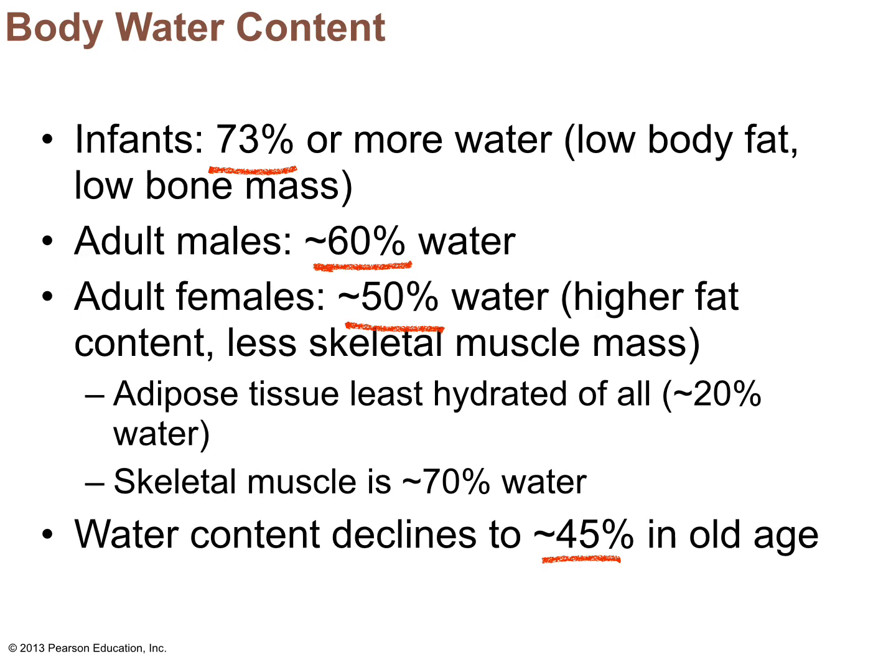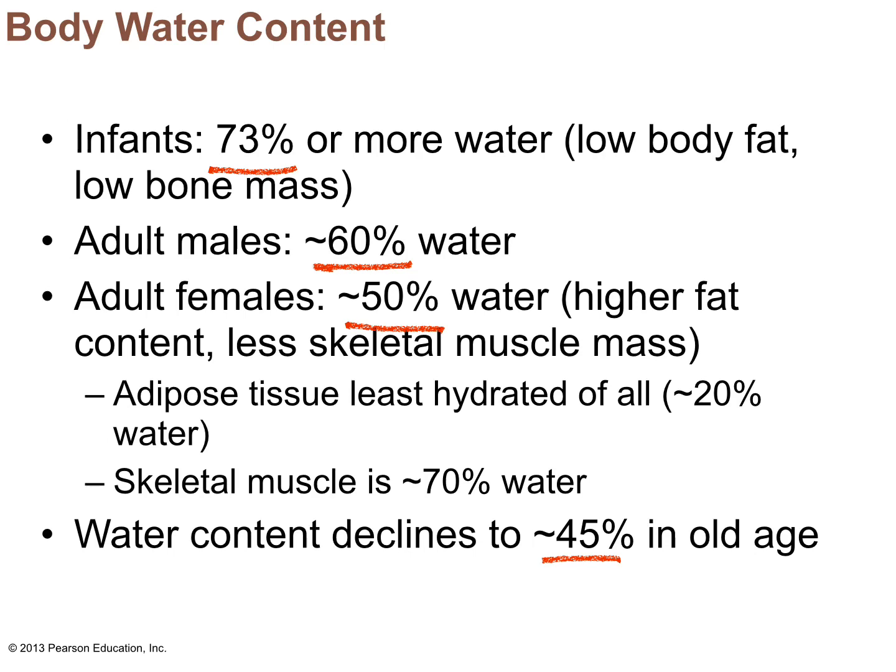Memorize your percentages of body water content. For infants, it's about 73%. For adult males, it's about 60%. And for adult females, about 50%. Females have more fat and less skeletal muscle because men have testosterone. And so skeletal muscle is much more hydrated than fat. Fat's about 20% water, whereas skeletal muscle is about 70%. So that's where men get that higher percentage of body water.